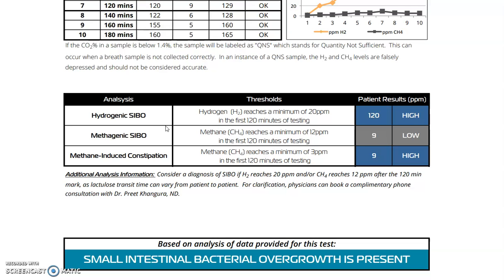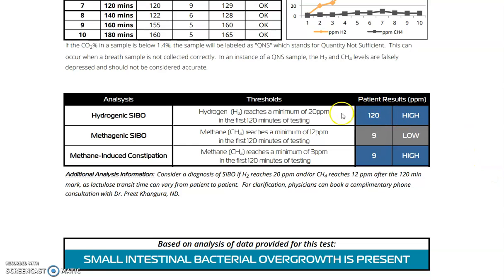from our gut microbiome and from fermentation. But it shouldn't go above 20 parts per million in the first 120 minutes of testing, so 2 hours of testing. So in some people, if they go over 20, they start having symptoms of IBS. This particular sample was showing 120, so this is how out of range it can be.